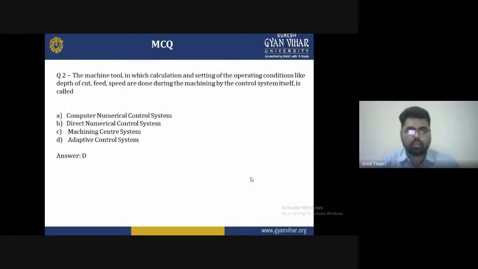Second question: the machine tool in which the calculation and setting of the operating conditions like depth of cut, feed rate, and spindle speed are done during machining by the control system itself is called what? The options are computer numerical control system, direct numerical control system, machine control system, or adaptive control system. D is the right answer, that is adaptive control system.